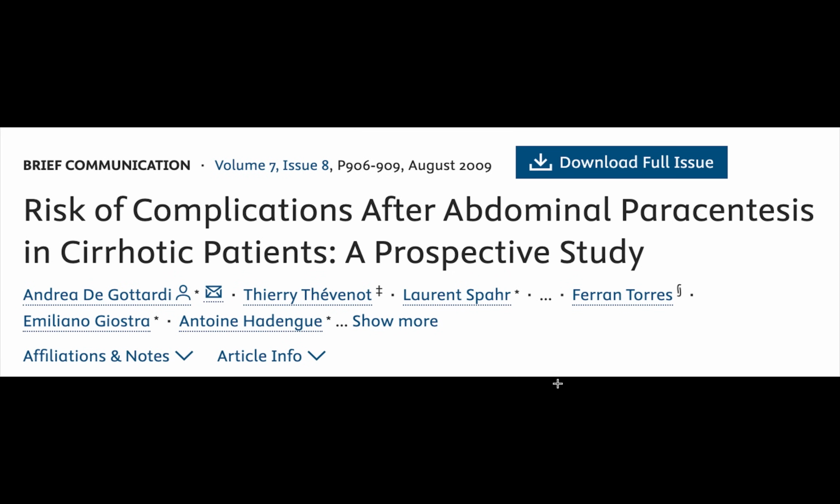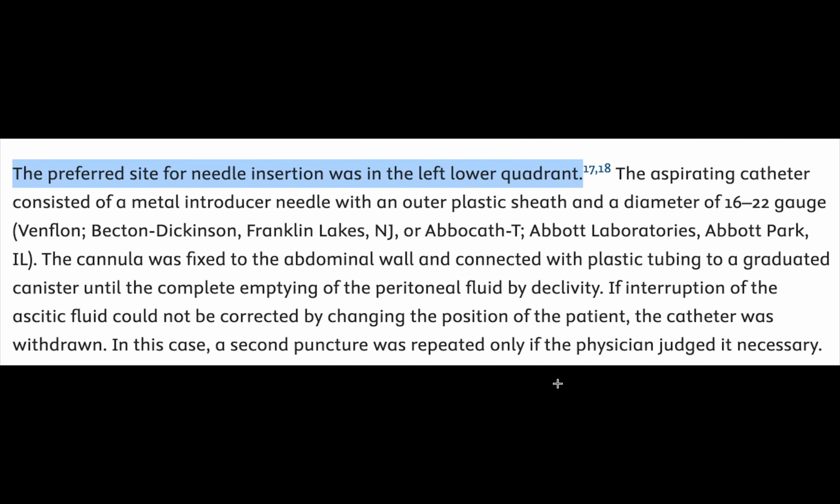We're also going to look here at risk of complications after abdominal paracentesis in cirrhotic patients, a prospective study. This is authored by De Gottardi, Thevenot, Spahr and Torres. So very international, and Giostra. Let me not forget the other two, Giostra and Hadengue, I think that might be. So a very international panel of doctors published this. It looks as if there may have been other authors as well, but that's 6 of them anyway. And again, they just outline the fact that the preferred site for needle insertion was in the left lower quadrant. I believe this is outlining some actual procedures that have taken place.